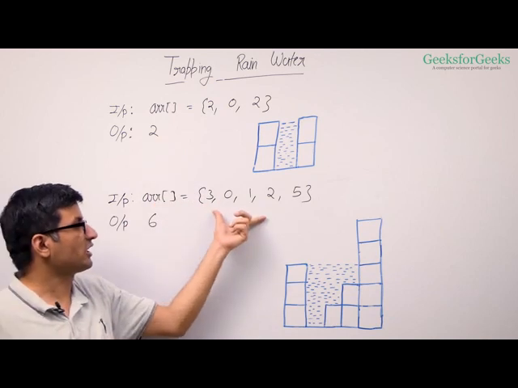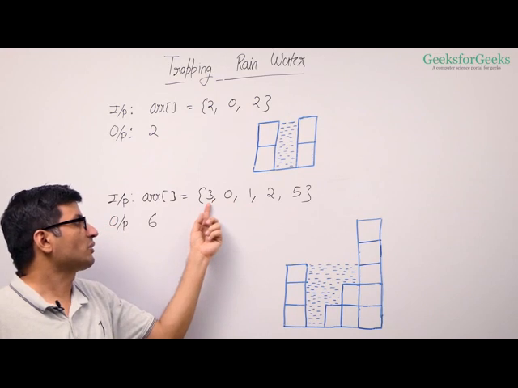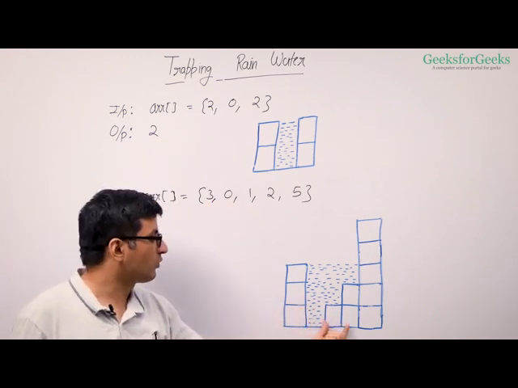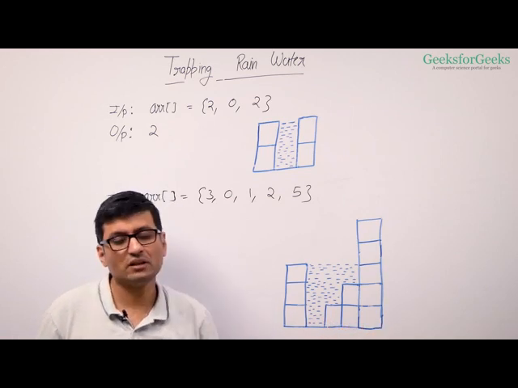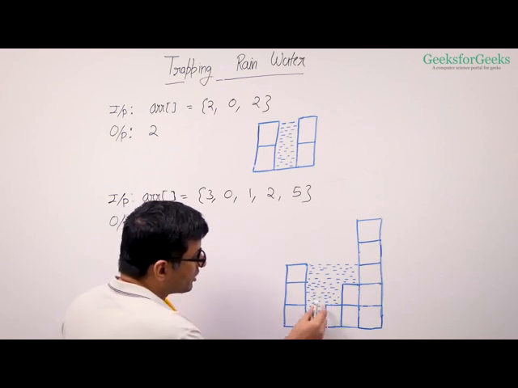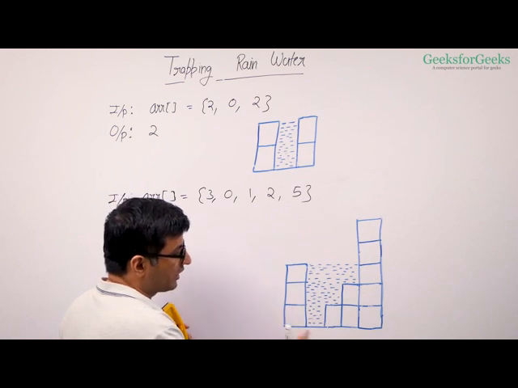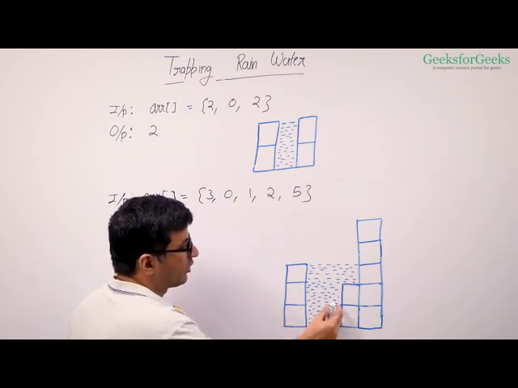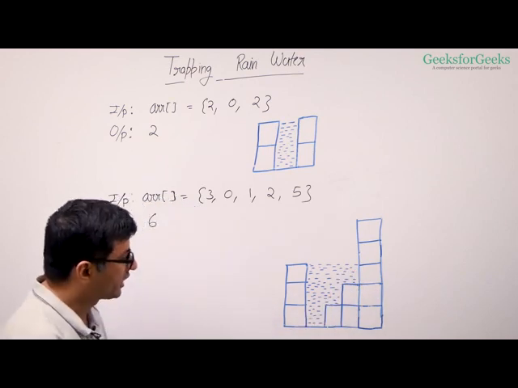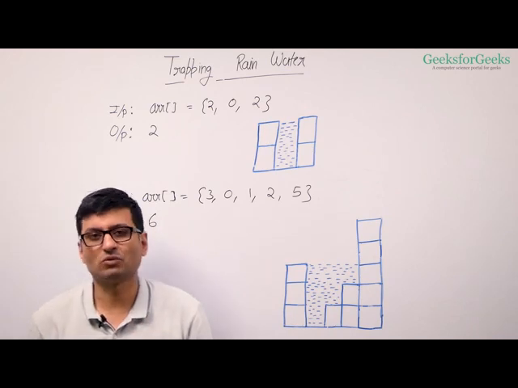Let's see the next example. We have 5 bars. The first bar is of height 3, then 0 height, then 1 height, then 2 height and then 5 height. How much water can you collect? You can collect 3 units of water here, because if you put anything beyond 3 units, it will overflow, right? And you can collect 2 units of water here, and 1 unit of water here. So you can collect 3 plus 2 plus 1, which is a total of 6 units of water.